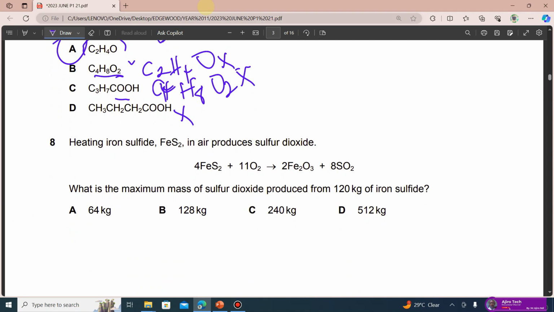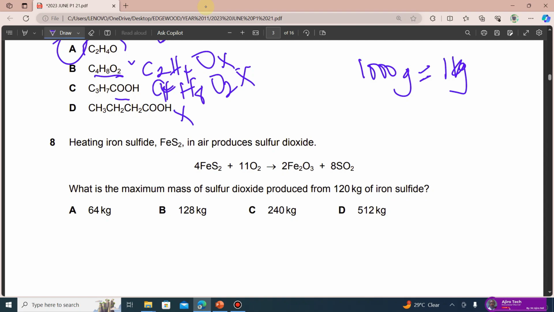So for question 8, we're trying to see heating iron sulfide in air produces sulfur dioxide. The equation of the reaction is given. What is the maximum mass of sulfur dioxide produced from 120 kilograms of iron sulfide? Now, we are working in kilograms. That means we have to convert most of the masses to kilograms. And remember the conversion from gram to kilogram is 1,000 grams is equivalent to 1 kilogram. So that's the conversion rate. All right.